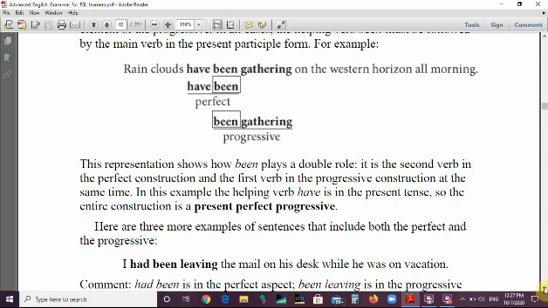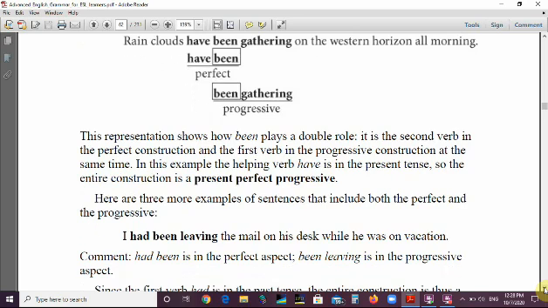Look at the verb phrase, have been gathering. Have been is present perfect. Have is a helping verb, and the base form here is the past participle of the verb to be, been. At the same time, we have a form of the verb to be followed by -ing. Been gathering, this is progressive. So been here plays two roles, as the main verb of the perfect and the helping verb of the progressive.